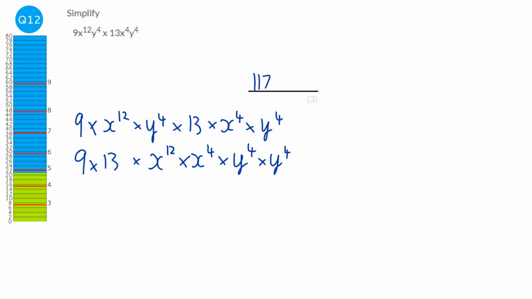Then we've got x to the power of 12 times x to the power of 4. Now we know when we multiply two powers of the same base, and the base is x on both of those, we just add the powers. So it's 12 plus 4, which is 16. So it'll be x to the power of 16. And then y to the power of 4 times y to the power of 4, we just add them together, so it's y to the power of 8.